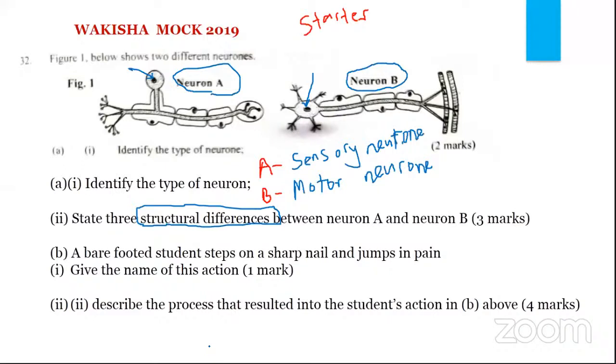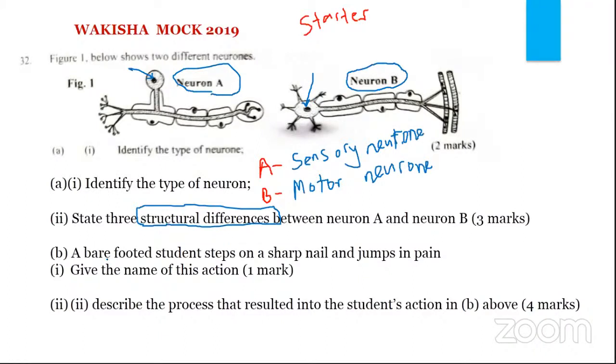Then Colin says sensory neuron has the cell body, which is in the middle. That one we have already said. Then Blessing says neuron A has a long dendron. Neuron B has a short dendron. I think we can end at that.